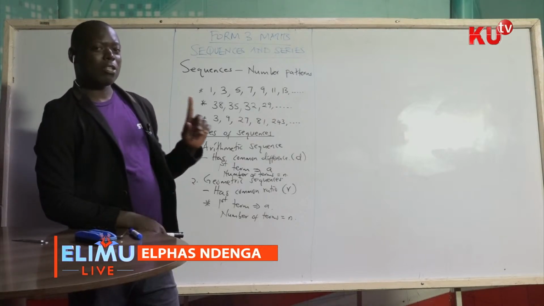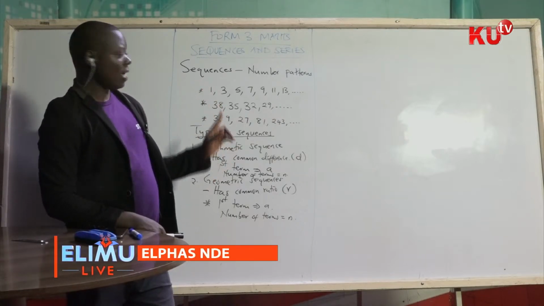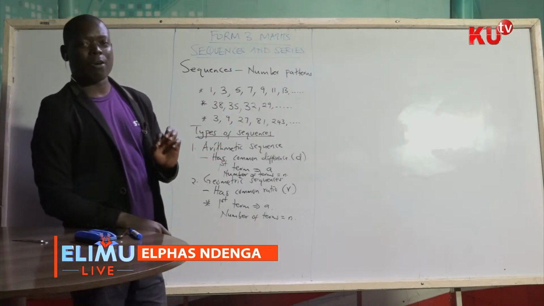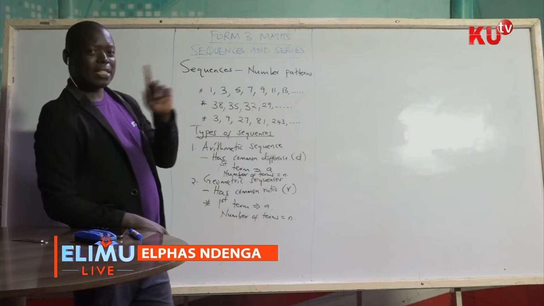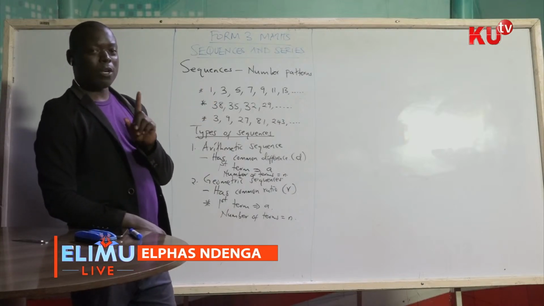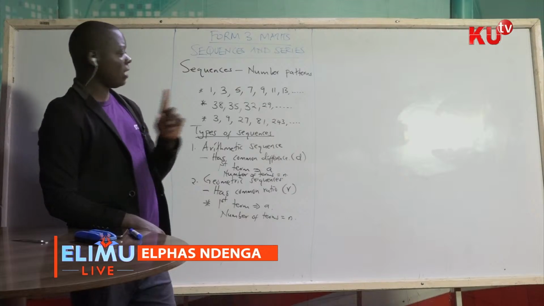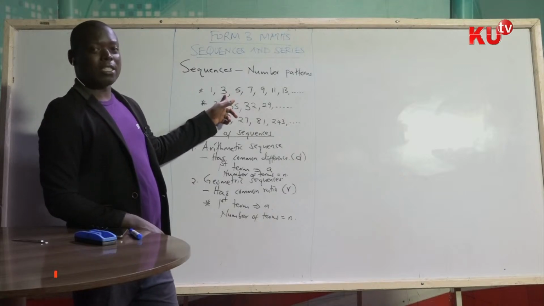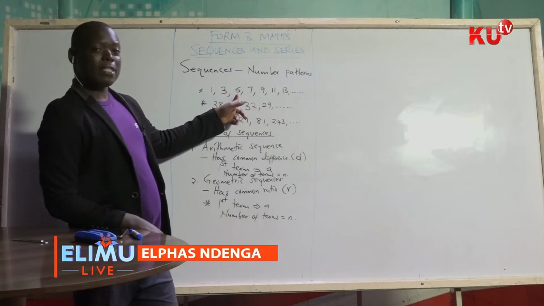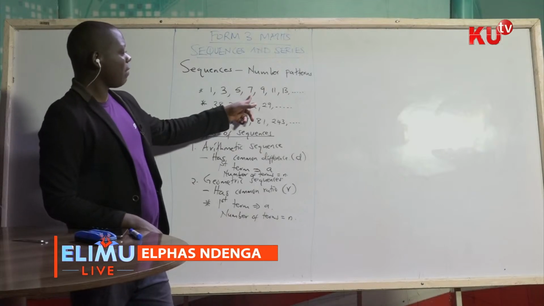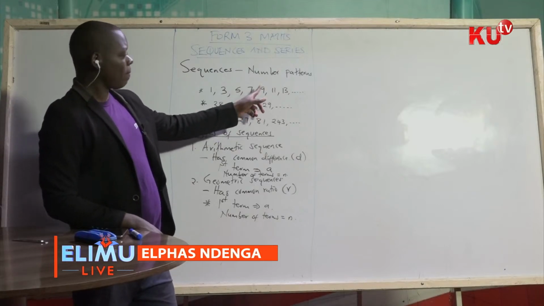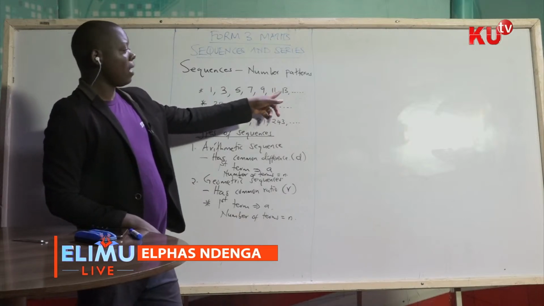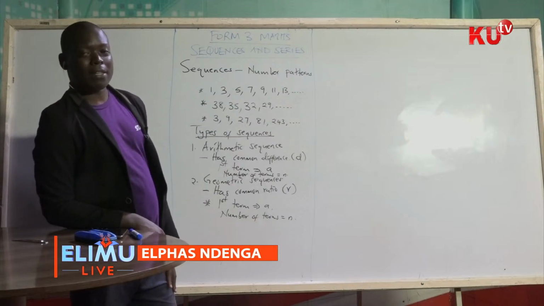Now let's go back to our number pattern and consider the first one. I want us to be very keen, students, and do the counting. 1 is the first term, so we give it the letter A. 3 is the second term. 5 is the third term. 7 is the fourth term. 9 is the fifth term. 11 is the sixth term. 13 is the seventh term.